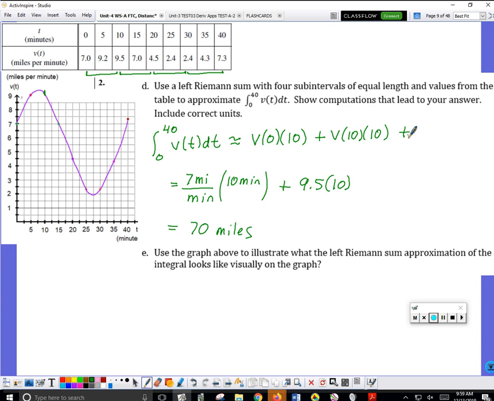And as Justin said, part E right here, what we're doing is we're saying instead of the velocity doing this, we're saying the velocity is going to be 7 for the first 10 minutes. So we're saying the graph would look like that. And then for the next 10 minutes, we're saying the graph would look like this. Like so. That's what this is talking about.